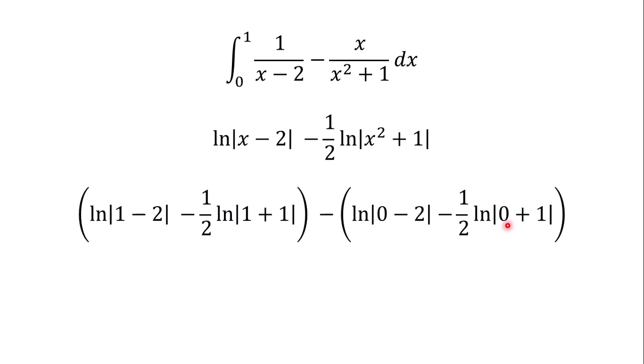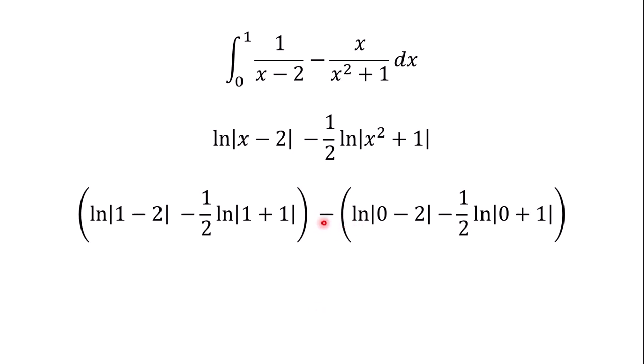Now let's come here. Oh, sorry. 1 plus 0 will give us 1, and natural log absolute value of 1 will give us 0. Okay, so this side will be 0, and then also this side will be 0. So the answer to this one will be minus 1 over 2 natural log of 2.